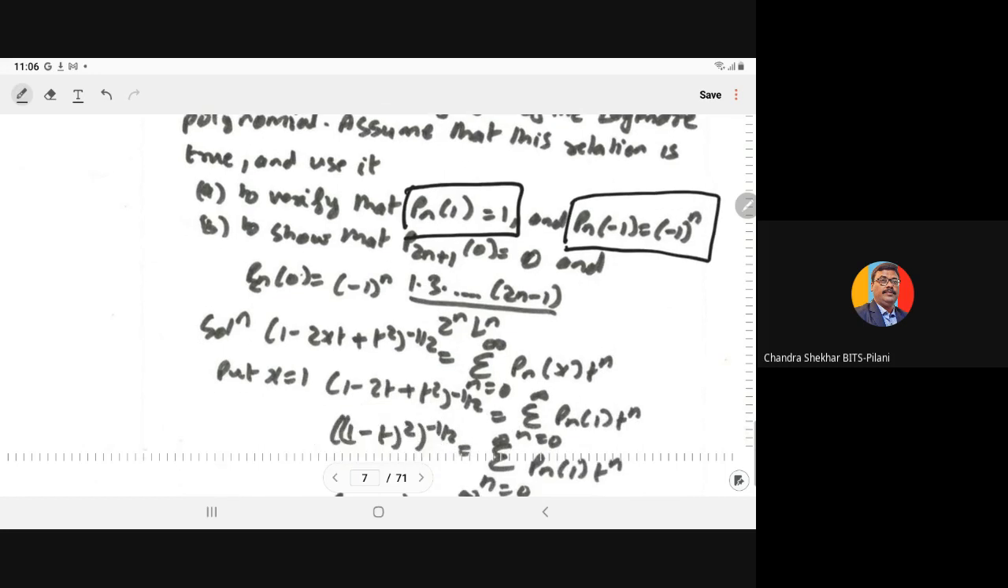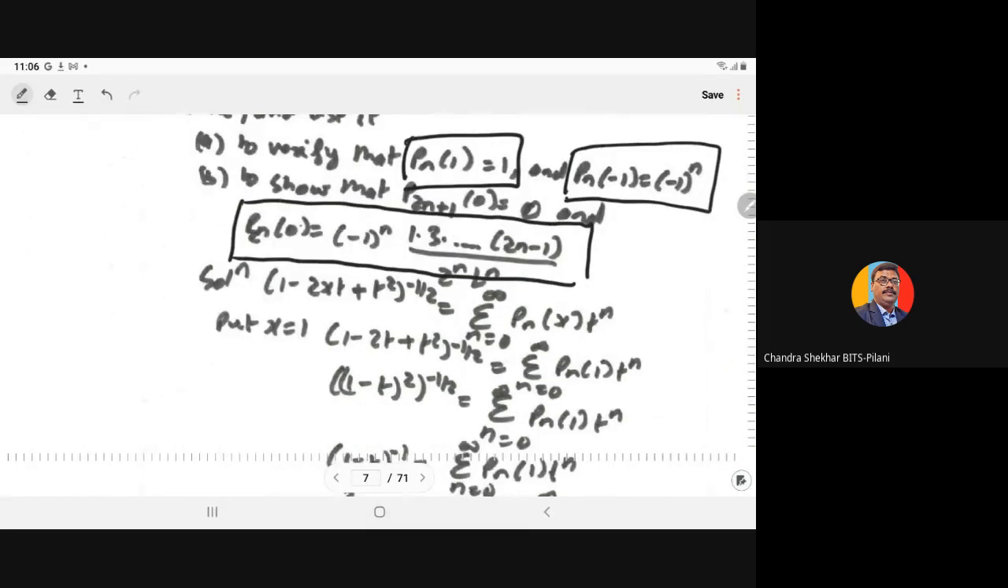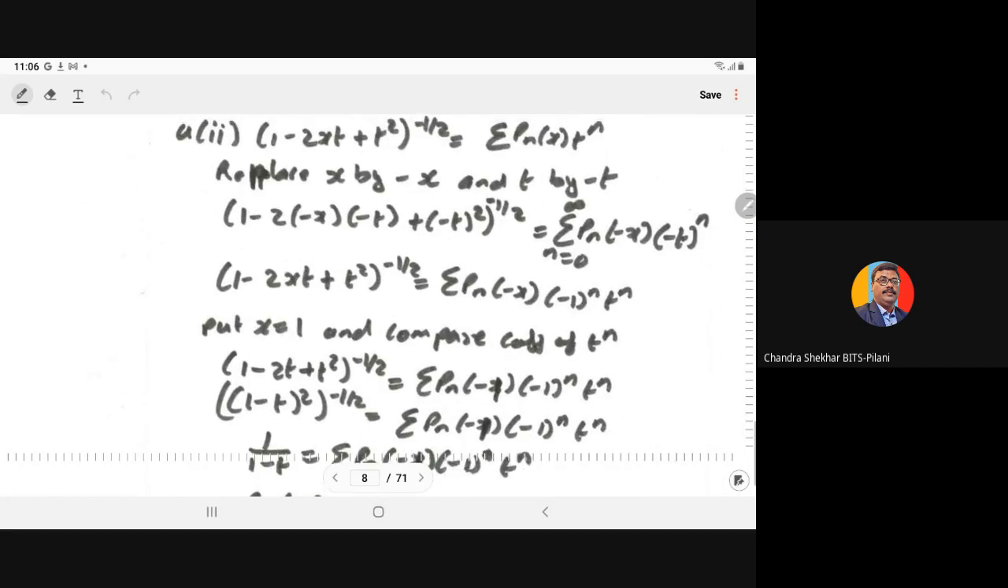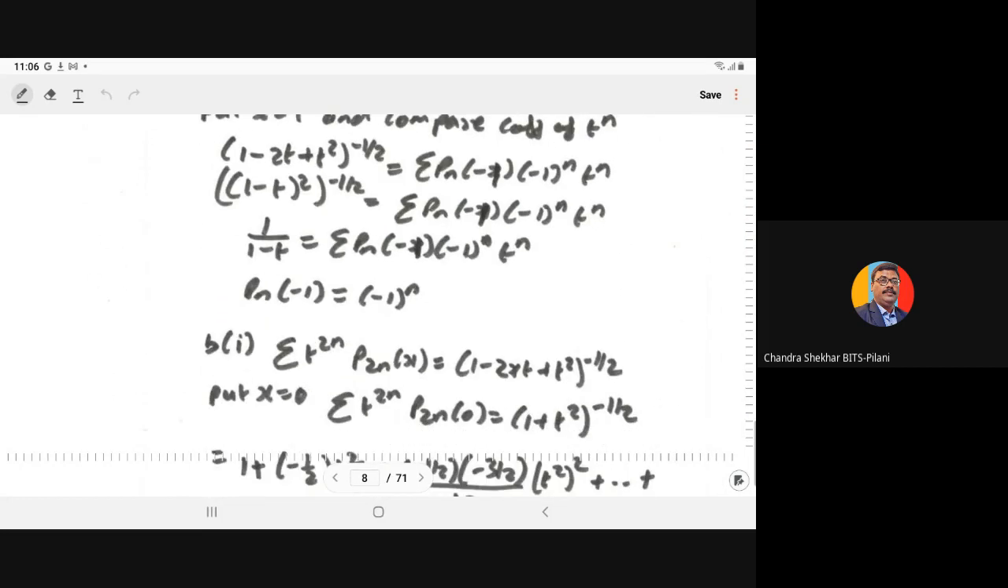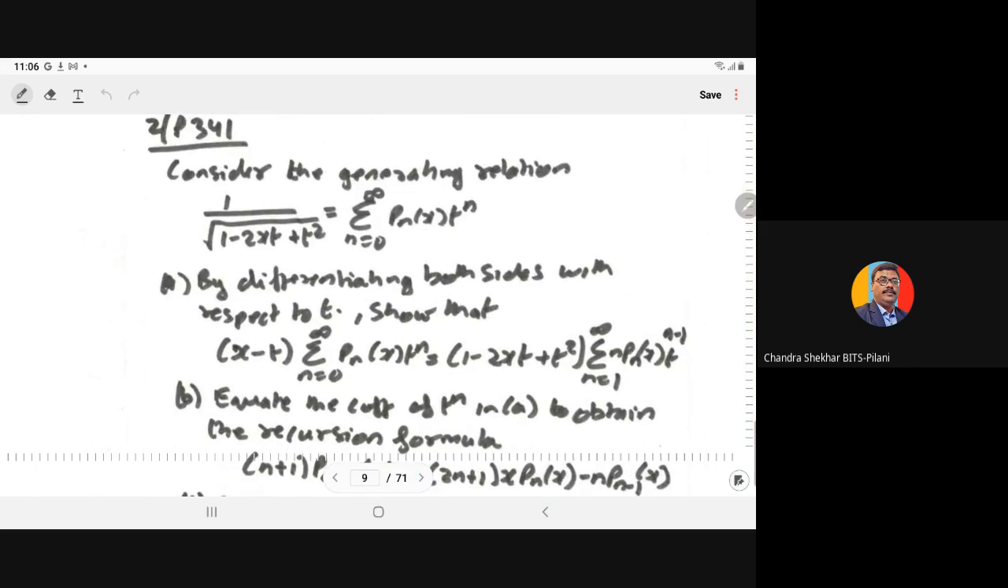Thereafter, we have computed P2n at x equal to 0 is equal to (-1)^n times 1·3·5···(2n-1) upon 2^n n factorial, and P(2n+1) at x equal to 0 will be 0. So this much we have derived in the last class. Then after, in the second question, all these are very important results.